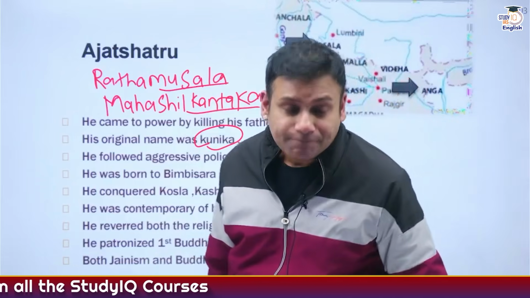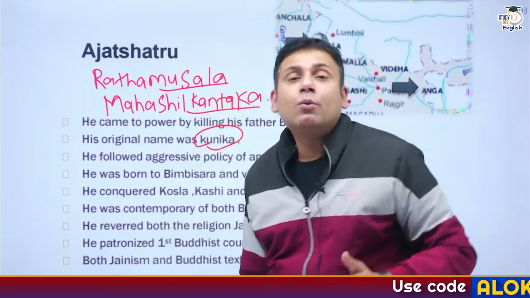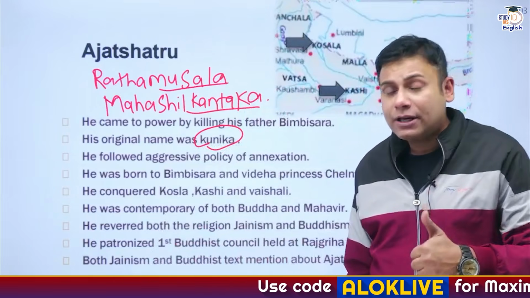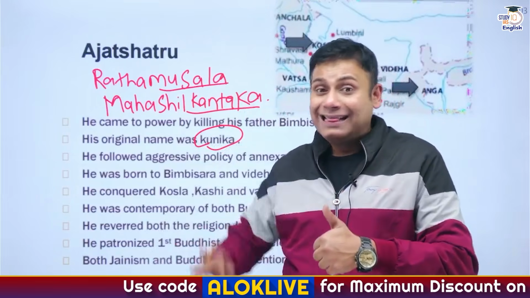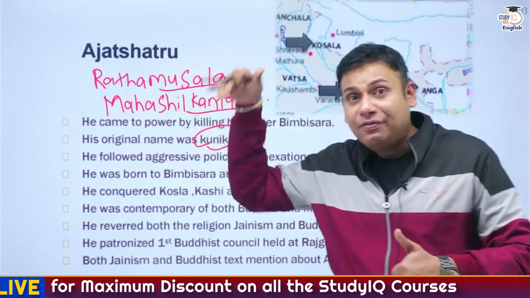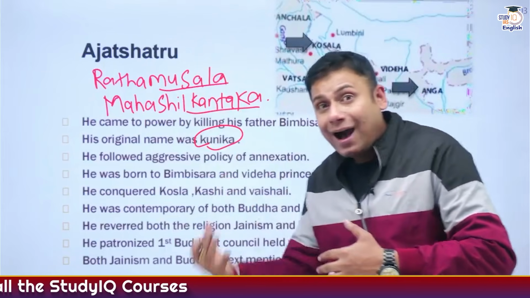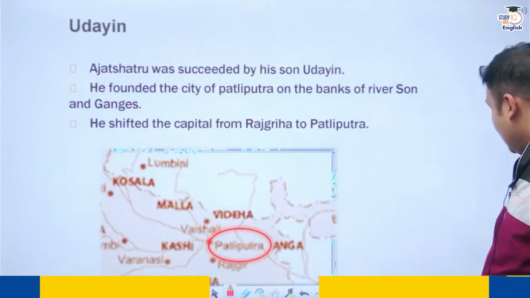One more thing. There were 4 Buddhist councils. The first Buddhist council was held at a place called Satpani Caves, located in Rajgriha, at that time the capital of the Haryanka dynasty. And this council was being patronized by Ajatashatru. Now, another important ruler was Udayan.